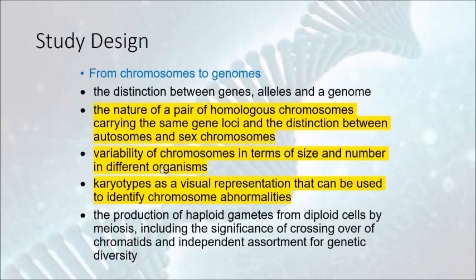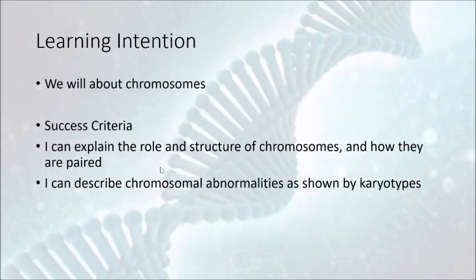So again, a reminder of the key features of our study design, which this video has aimed to tick off. And hopefully you can now explain the role and structure of chromosomes and how they're paired, so particularly homologous pairs. And you should be able to describe chromosomal abnormalities as shown by a karyotype.